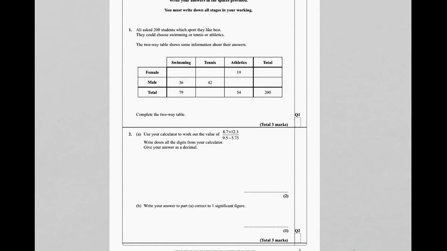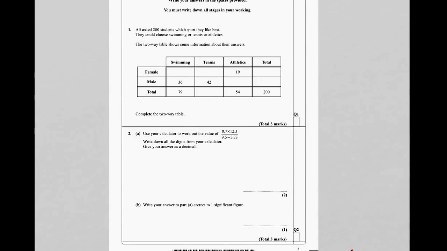In order to complete this two-way table, I'm looking for columns or rows that have just one piece of information missing. So I can see in this first column that there's a piece of information missing, so I need to do 79 minus 36 to work out how many females are swimming. The answer is 43.